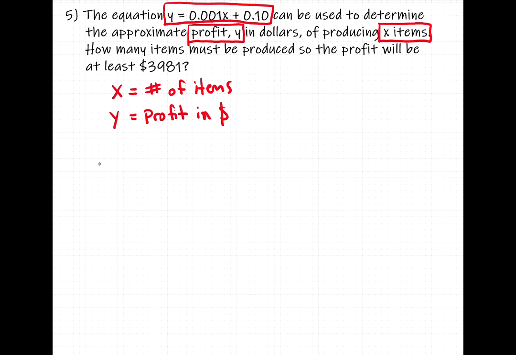Okay, so x is number of items, y is profit. We're given the equation we're going to use for this problem. y equals 0.001x plus 0.10. How many items? That's the question. We don't know how many items there are. That's the unknown. Must be produced so that the profit will be at least $3,981. So the profit, y, we're given.